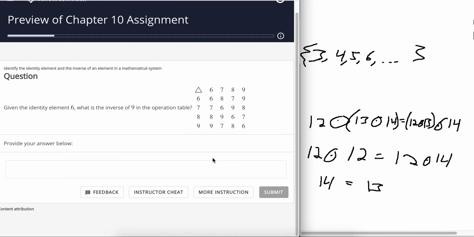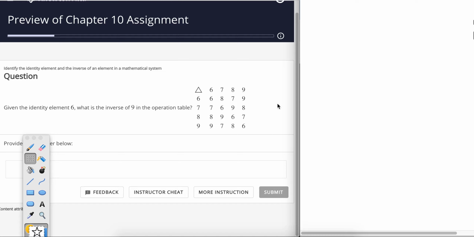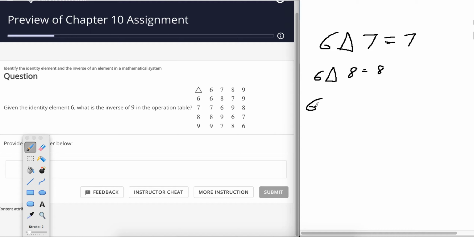So given the identity element of 6, this is the first time we've seen an identity element. Okay, an identity element means it doesn't care what you do with it. It always spits out the other operation. So they told us that 6 is the identity. That means if you do 6 triangle 7, you should get 7. If you do 6 triangle 8, you should get 8. If you do 6 triangle 9, you should get 9. And if there's an element 10, 6 triangle 10 should give you 10.